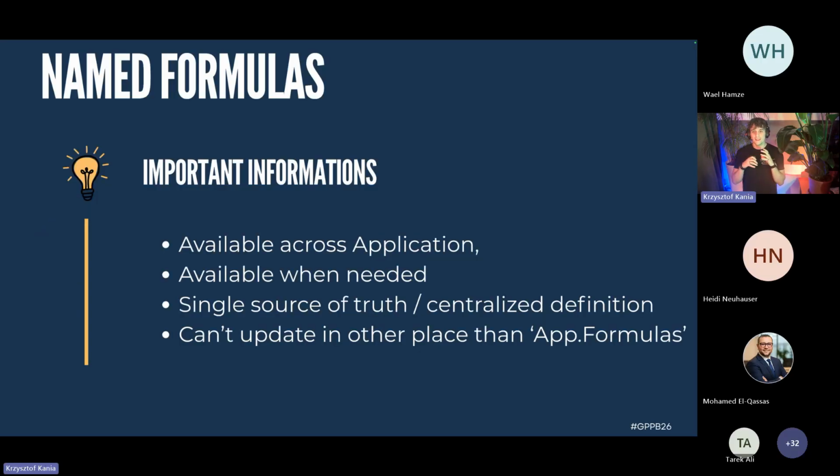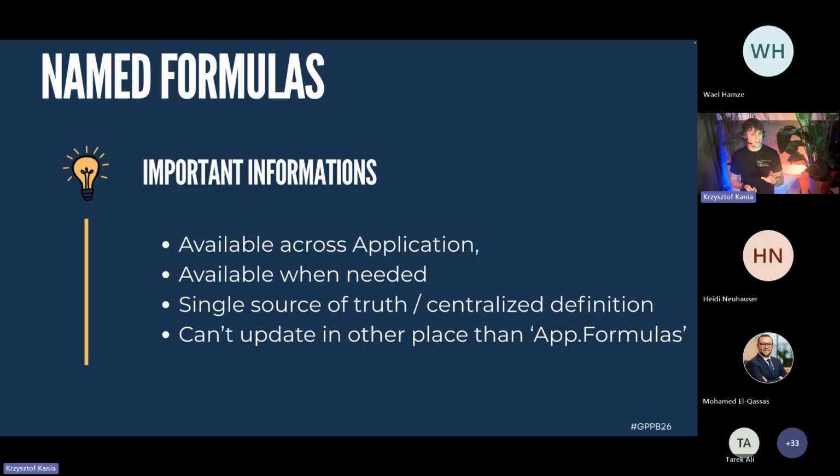So they are available across the application, all over the application, the same as global variables, but they are available when needed. So we don't need any action from our user to have them. Our Canvas app will actually interpret when a named formula is needed and will bring it alive. As I already mentioned, this is a single source of truth with centralized definition, which is perfect.